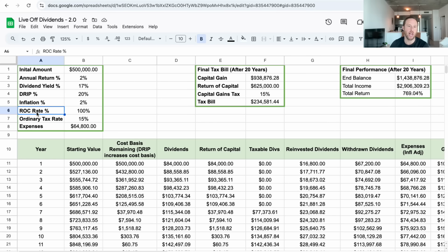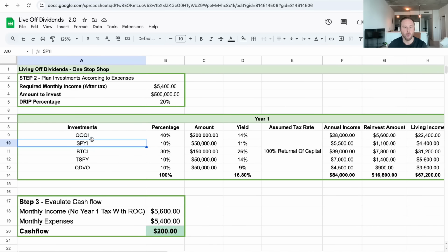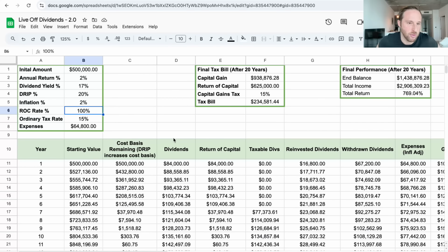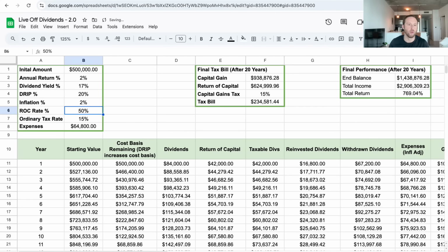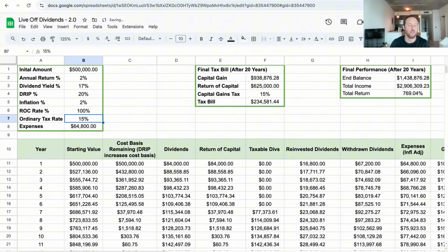We have your return of capital rate. All right, now return of capital, again, is 100%. So these assets, QQQI, SPY, BTCI, they have 100% return of capital. So leave that as that. But maybe some other assets have 50% return of capital, or sometimes they do fluctuate. But generally speaking, the NEOS funds and a lot of these new funds have 100% return of capital.